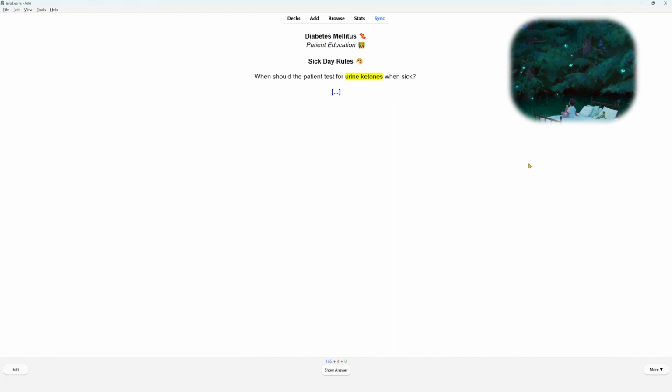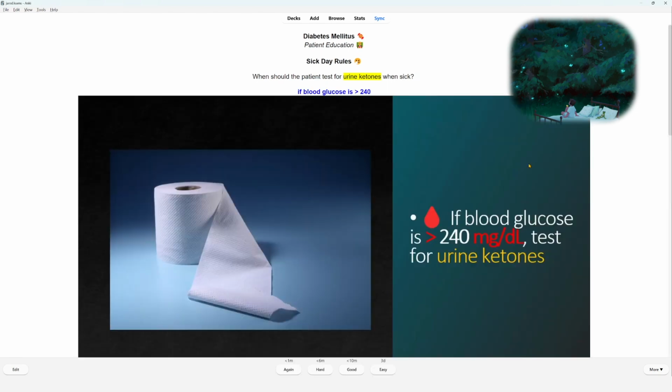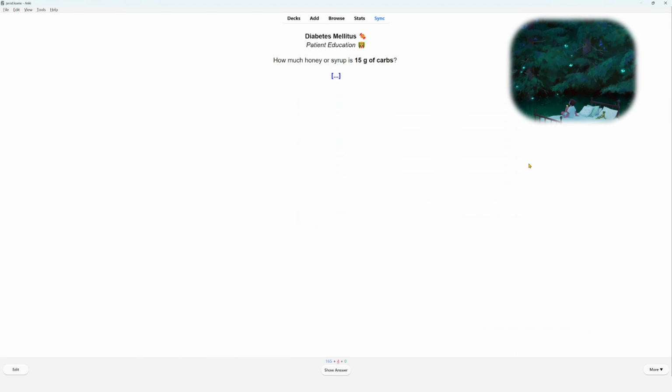When should the patient test for urine ketones when sick? All right, so now that I got that wrong, I'm seeing it again real quick here. So they need to do it if the blood glucose is over 240. Good. So now I'm going to hit good on that. It's definitely not easy. I'm just now learning it again. So 8. And we know this one, we're back. This is 15 milliliters or 1 tablespoon.